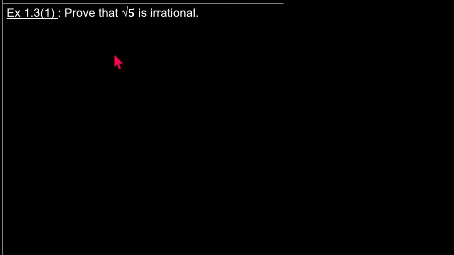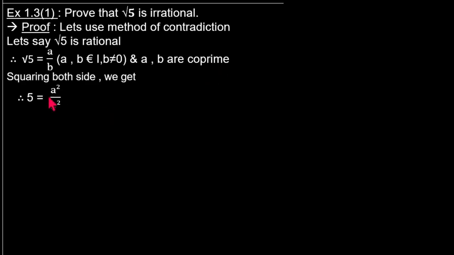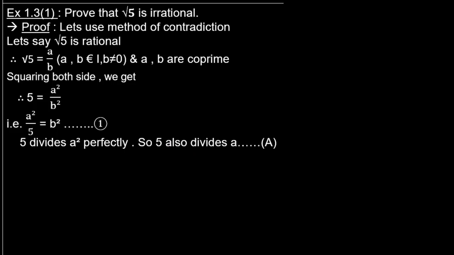So exercise 1.3 from NCERT, first question: prove root 5 is irrational. Same procedure, method of contradiction. Assume root 5 is rational, so root 5 equals a by b. Again, exactly the same steps. a and b belong to integers and b is not equal to 0, and they are co-prime. Let us square: 5 equals a square by b square. So we first take a square by 5, so a square by 5 equals b square. 5 divides a square completely, so 5 also divides a.